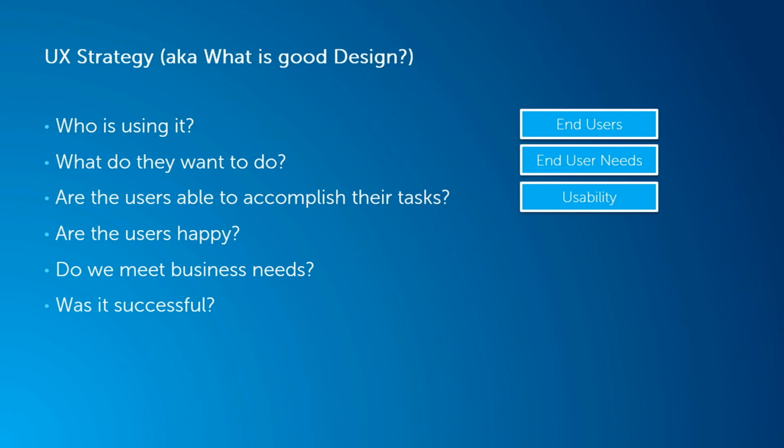We call it usability. When we think about end user needs, that's asking what is useful to our users. And will they accomplish their task? That's the usability. So usefulness is almost more important than usability, because if the application isn't useful to anybody, then you don't have to worry about usability anymore.